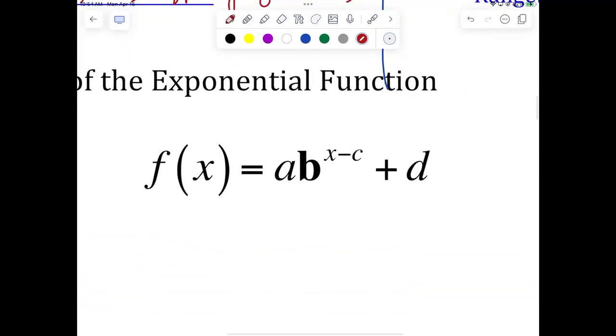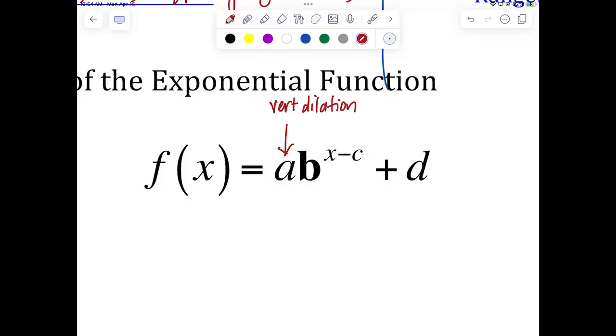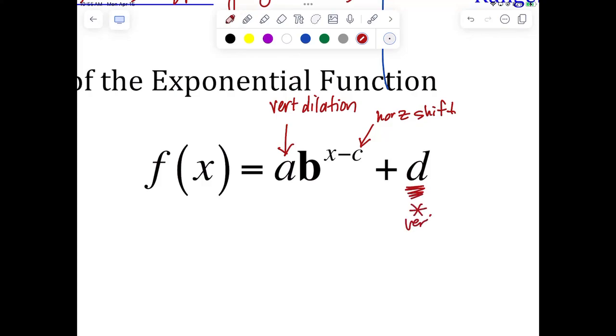Because the basic parent functions are going to be too boring. So we have the same old a, b, c, and d. a is your vertical dilation factor. If it's bigger than 1, it stretches. If it's between 0 and 1, it compresses. And if it's negative, it reflects across the x-axis. Same old, same old. Your b is your base, so we don't talk about a horizontal dilation. But your c is your horizontal shift. And your d is the more important one. This is your vertical shift.